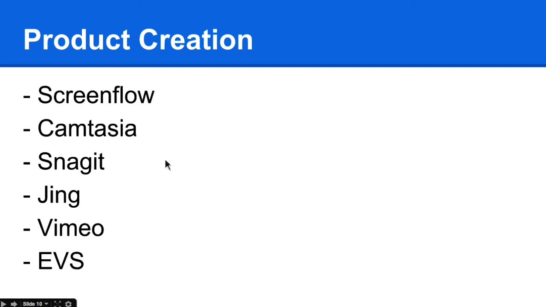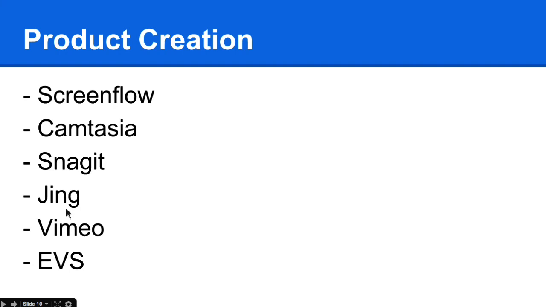More product creation. Obviously, ScreenFlow is the Mac version of Camtasia, and it's 100 times cheaper. I think it's like $99 actually. But you can get Camtasia for Mac. So I use ScreenFlow for video editing and recording the computer screen. So all my screencasts I do in ScreenFlow on the Mac.